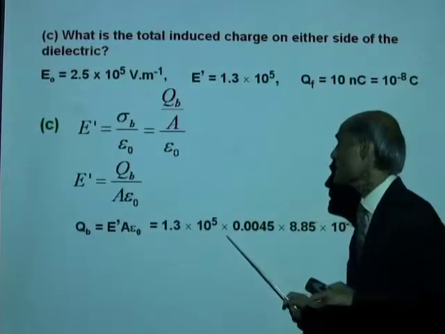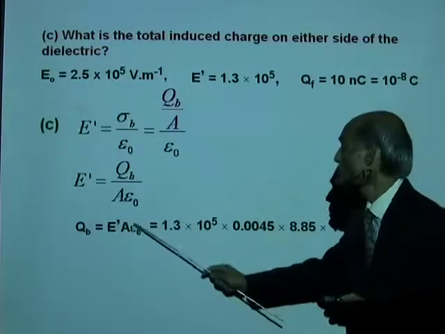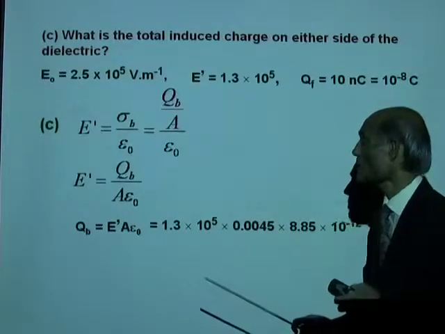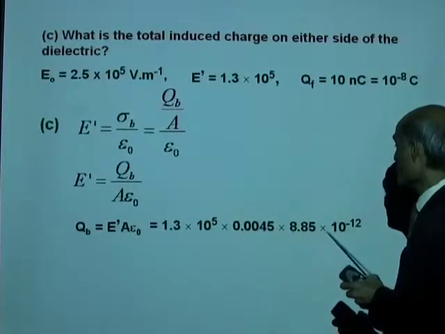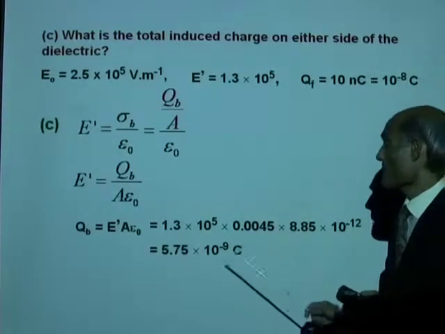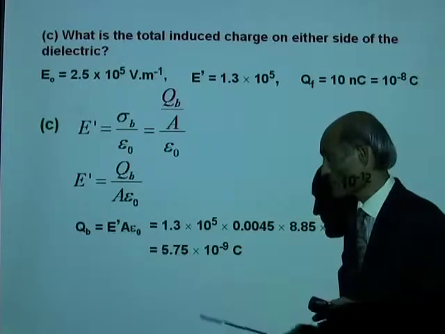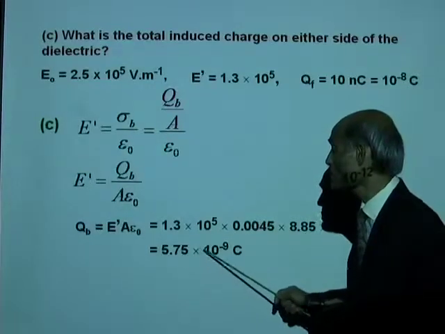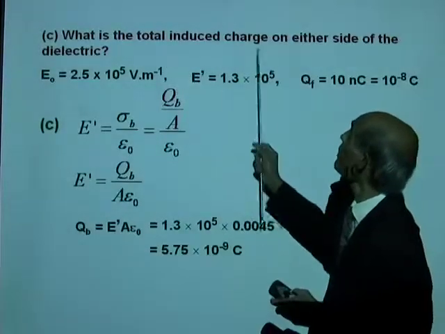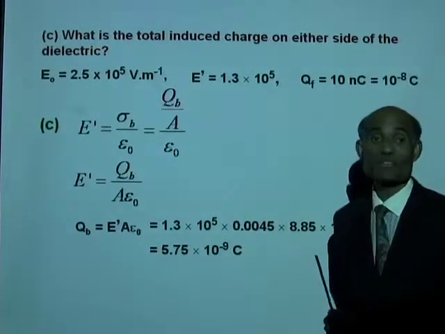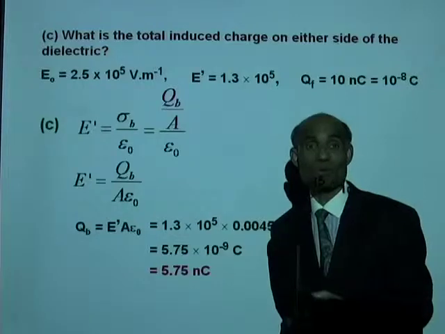We calculated A. A is 0.0045 meter square. So E prime is given to be 1.3 times 10 to the 5. And this is our area. And this is epsilon naught. And therefore QB, the bound charges on the dielectric, is 5.75 times 10 to the negative 9 coulomb, and that is the total induced charge on either side of the dielectric, and that will be 5.75 nanocoulomb.